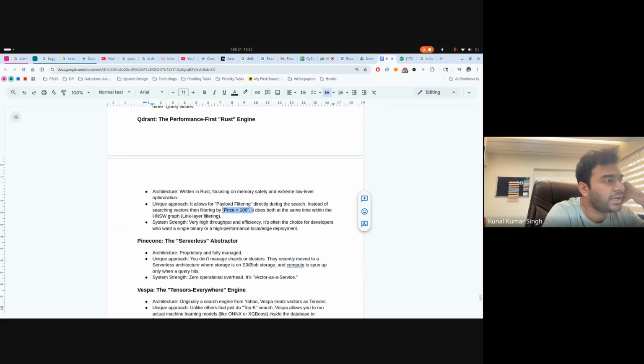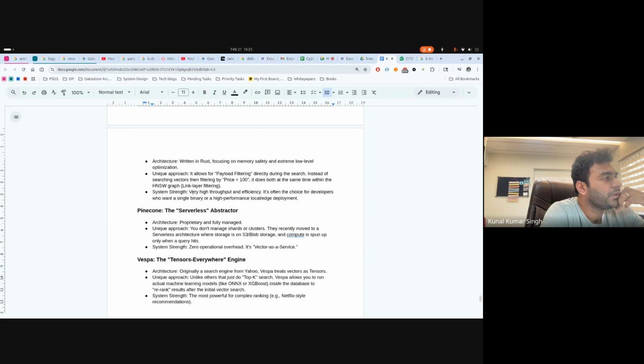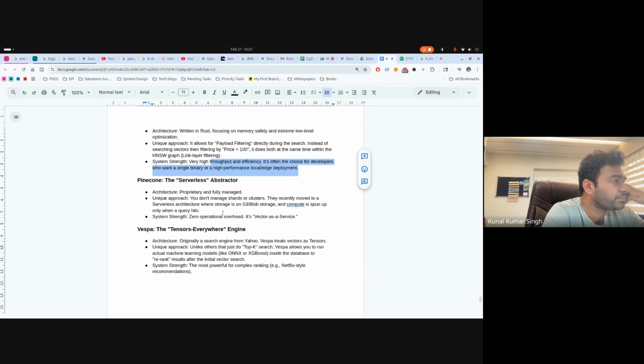So you have done the search, after that you checked whose price is lower, and then only those are returned. So it does both at the same time within the graph itself, right? So very high throughput and efficiency, and it offers the choice for developers who want a single binary or a high performance local edge deployment.